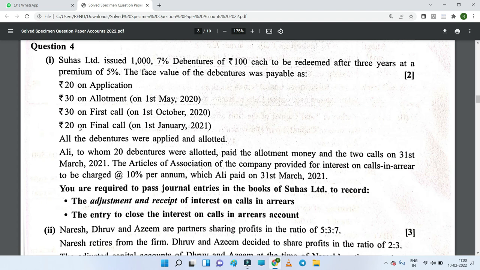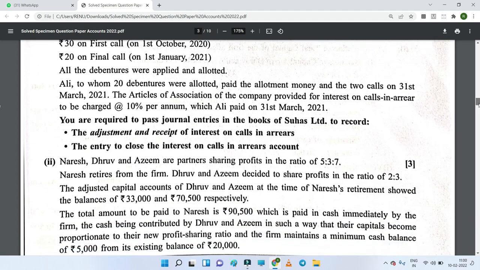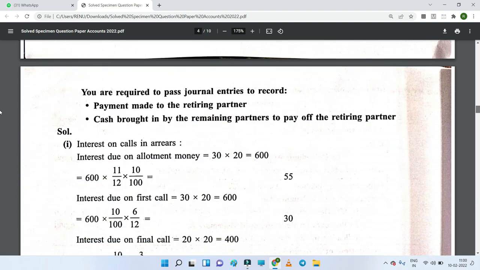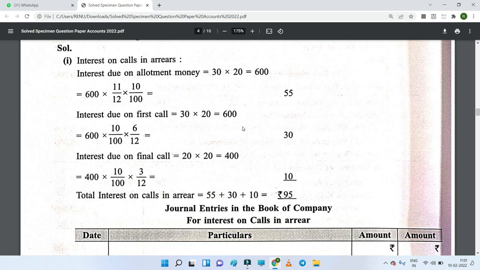So it will be calls in arrear till he paid. So what will be the entry for all these 30, 30 and 20 rupees on 20 debentures, that we need to calculate. Ali had not paid the allotment money, that is 30 rupees on 20 debentures, which is 600, and he did not pay it for 11 months. So for 11 months it remained unpaid. So 11 by 12 into 10 by 100, the 10% interest which he needs to pay on that 600 for late payment. So it will be 55 rupees.